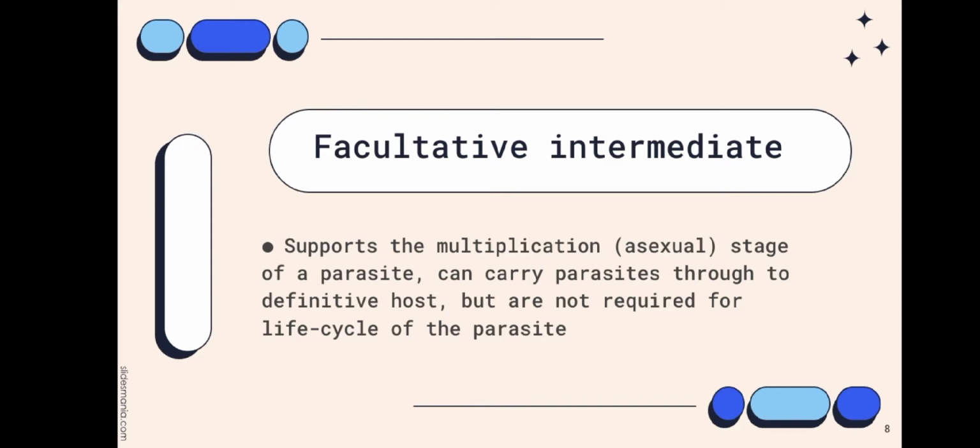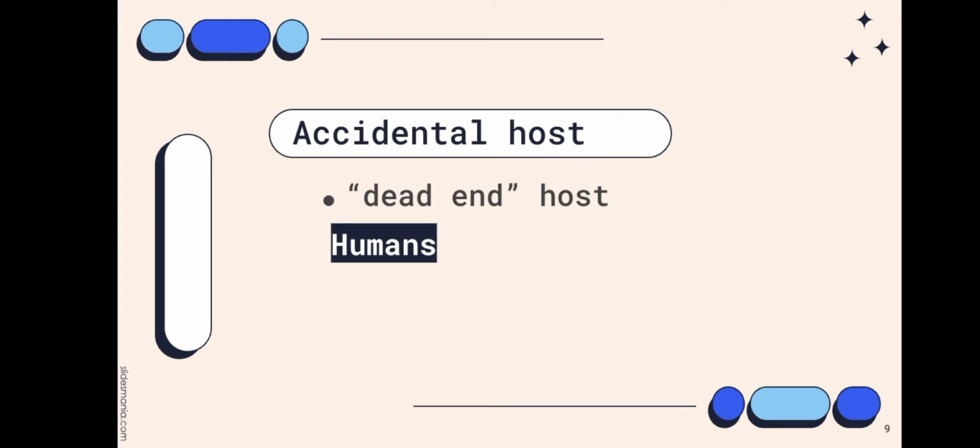It is any warm-blooded animal. The accidental host or dead-end host: parasites are not passed on and cannot complete the life cycle. Humans are accidental hosts when infected with Toxoplasma gondii.